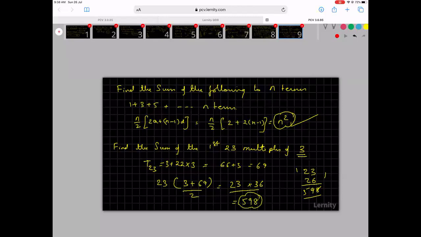Find the sum of the first 23 multiples of 3. So the first multiple is 3, and after that I'm looking at T23. I didn't do n by 2 into all that. I said n into t1 plus t23 by 2. I used this particular concept because I wanted to do it a little faster. Yeah, am I clear?